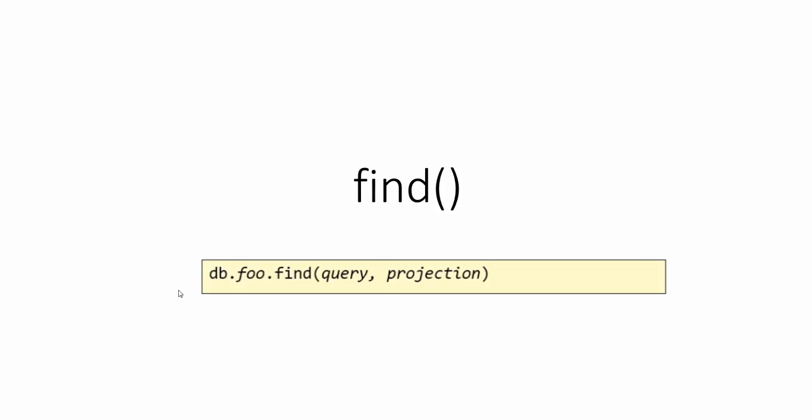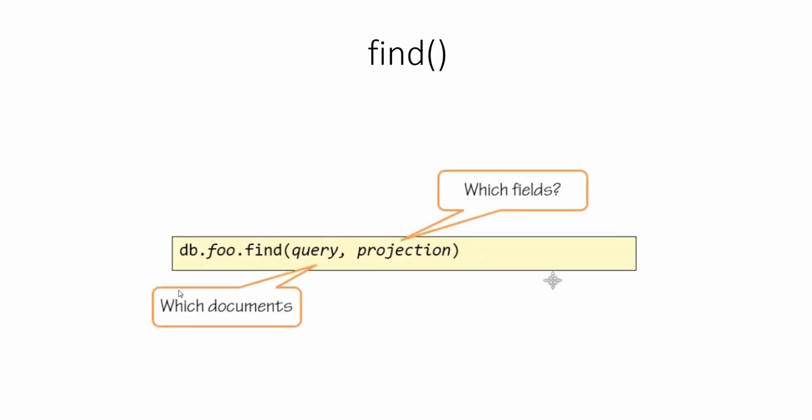In this video, we are going to take a look at the find method. In all the previous tutorials, we used the find method in order to retrieve the documents. The basic functionality of the find method is to retrieve the documents from a collection. The find method actually takes two parameters. The first is the query parameter and the second is the projection parameter.